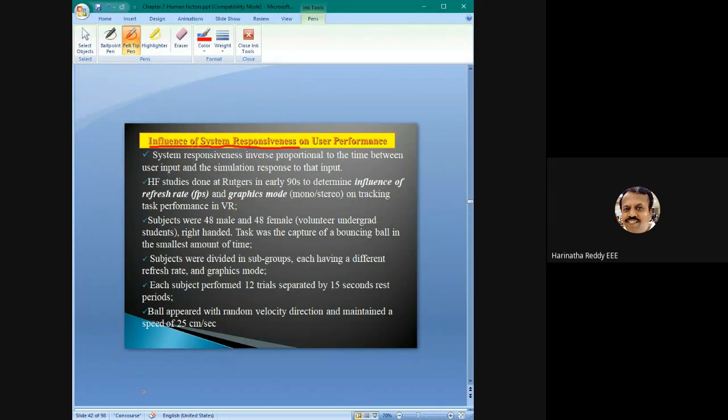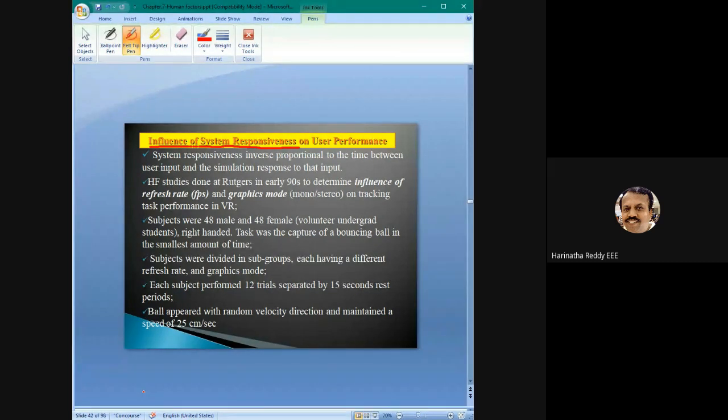Is it clear? And what are the system responsiveness characteristics considered here? The influence of refresh rate, that is frames per second, and graphics mode. These two were taken and tested. How is the user performance influenced by the refresh rate as well as the graphics mode? For this experiment, 48 subjects were selected, with male and female groups: 48 male and 48 female. All were volunteer undergraduate students, right-handed. Please do remember, all are right-handed only.